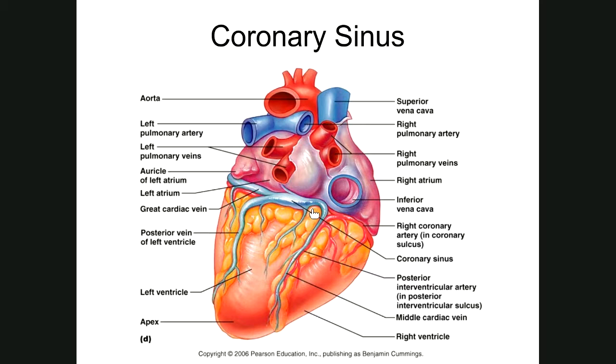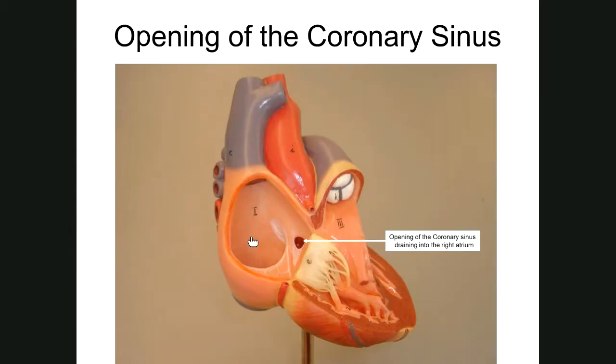So this is the pooling area for all the venous blood, and it's going to empty into the heart, into the right atrium, and you'll see there's an opening here into the right atrium, the opening of the coronary sinus, draining into the right atrium. So the venous blood from the heart itself drains into the right atrium to mix with all the other blood coming in from the superior vena cava, the head and shoulders, and the inferior vena cava, the chest and lower body. That's all the deoxygenated blood that is going to mix there from the body and from the heart.